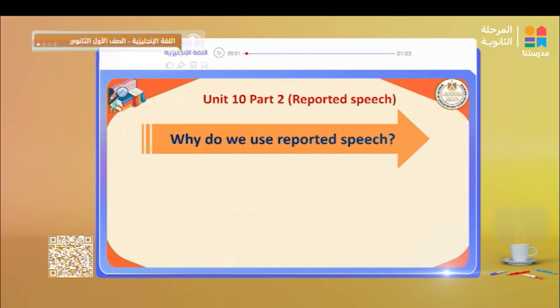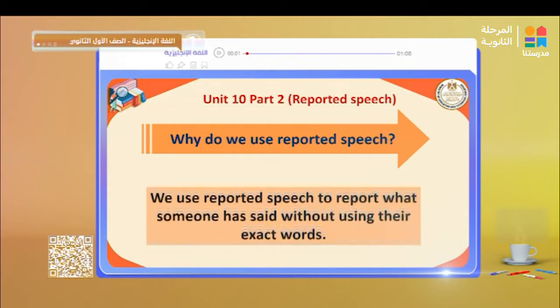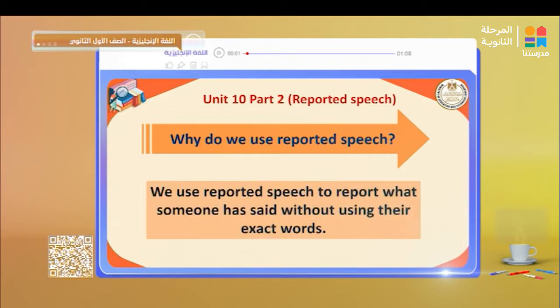Why do we use reported speech? Why do you think we use this grammar and this reported speech? Of course, we use the reported speech to report or to tell what someone has said without using their exact words. So if you wanted to repeat what someone said to you to another person, you use the reported speech. Okay.